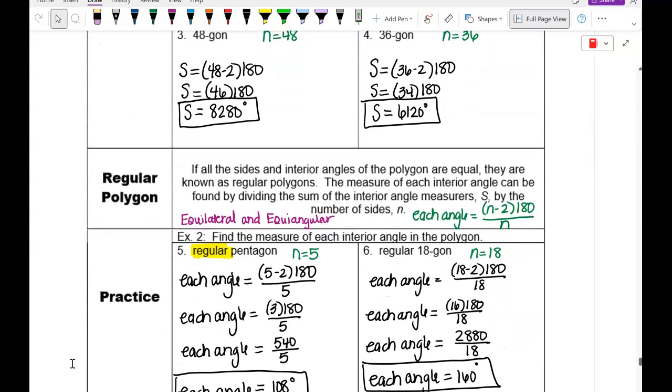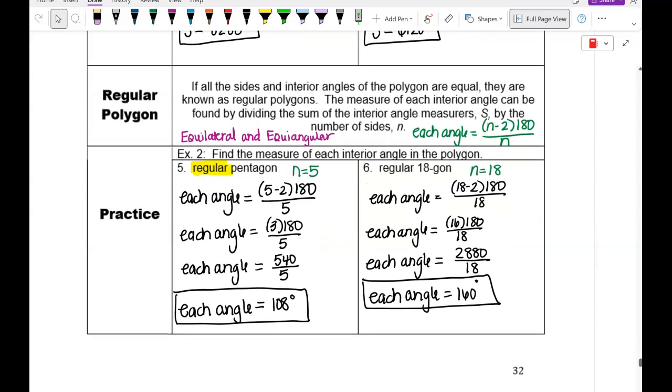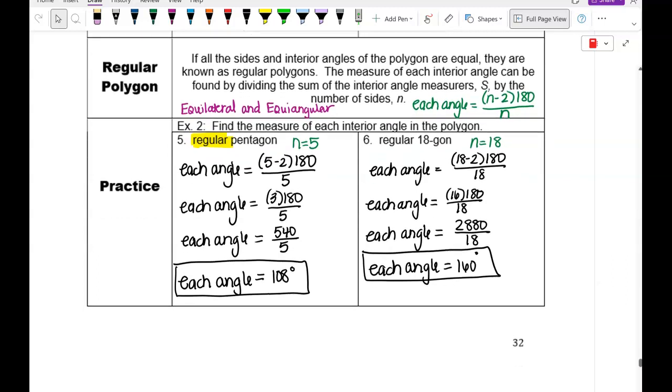And then we talked about the idea of a regular polygon. A regular polygon means that all the sides and all the angles are congruent. So that if we know that it's regular, then we can find each. And each would be taking the sum formula and dividing it by the number of sides to find out what each angle would measure. And we applied that to a regular pentagon, which would have 5 sides, and a regular 18 gon, which would have 18 sides.